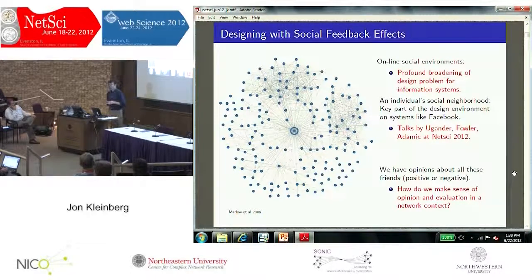To invoke one of the central points from Michael Macy's talk this morning, influence, in turn, can work both positively and negatively, right? Some people we respect, we want to copy them. Some people we disagree with, we want to differentiate ourselves from them. So how do we make sense of opinion and evaluation in a network context like this? That is the starting point for my talk, and I want to offer some perspectives from work we've been doing recently on how to think about positive and negative opinion and what it might signify.